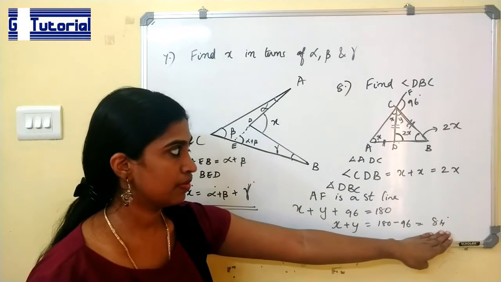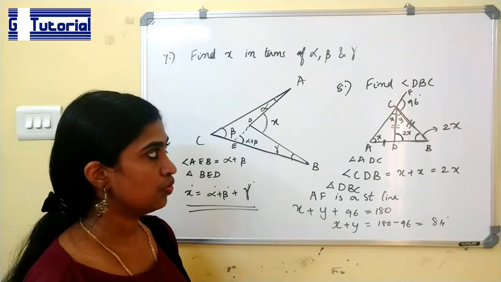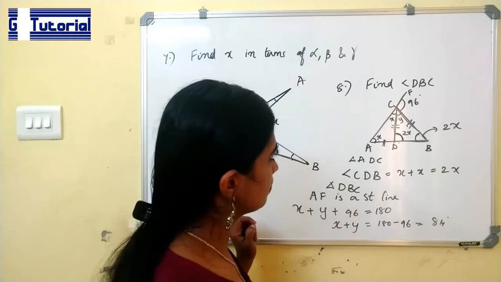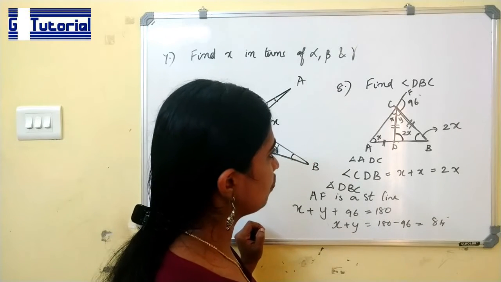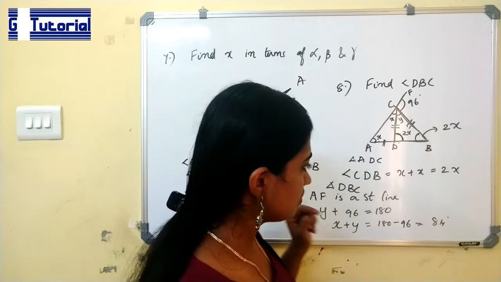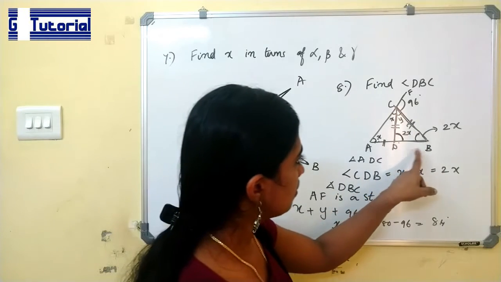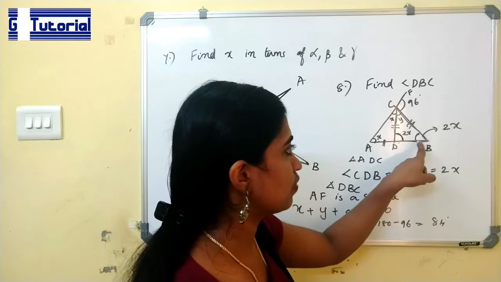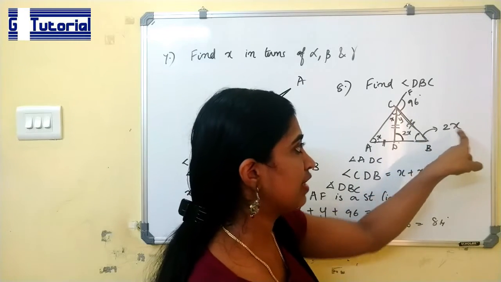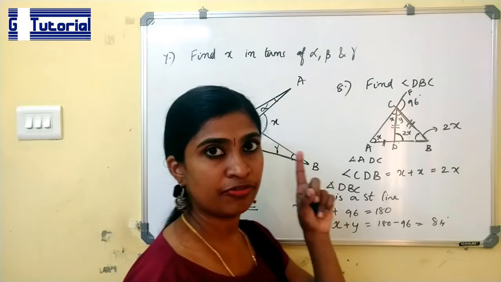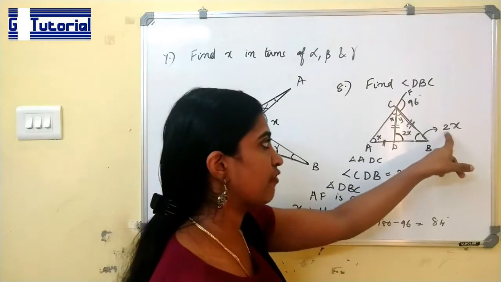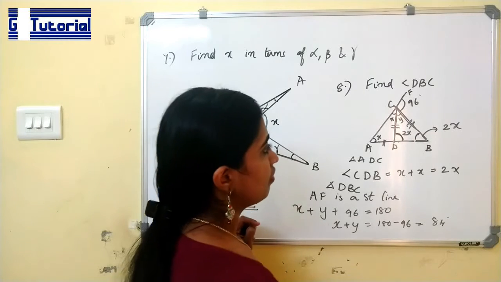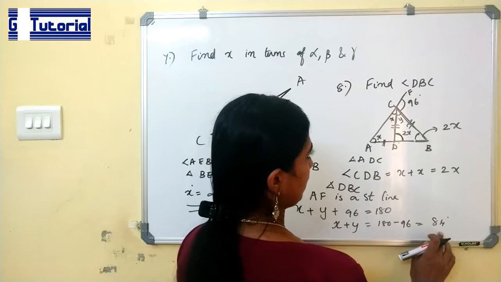Now we are asked to find angle DBC. This angle is what we are asked to find. That is, we have to find the value of 2x. If we are able to find x, we can find the value of 2x, and this gives the value of what we are asked. For that, we have obtained this.